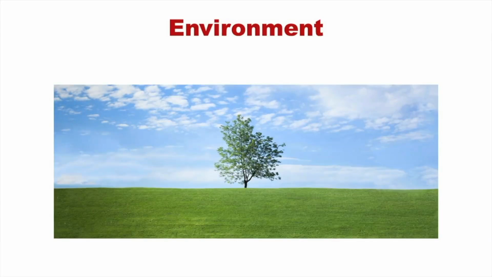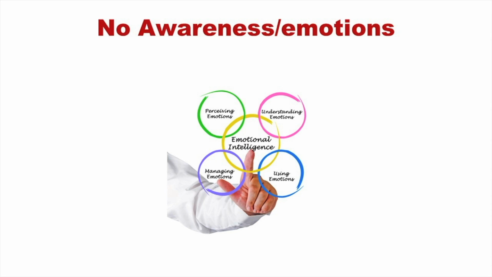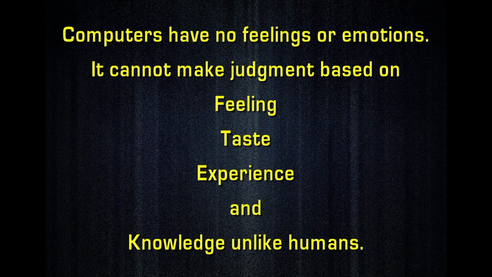Dependency. It functions as per the user's instructions, thus it is fully dependent on humans. We can also call them slaves. Environment. The operating environment of computers requires uninterrupted power supply and air conditioning. No awareness and emotions. Computers have no feelings or emotions. They cannot make judgments based on feeling, taste, experience and knowledge, unlike humans.